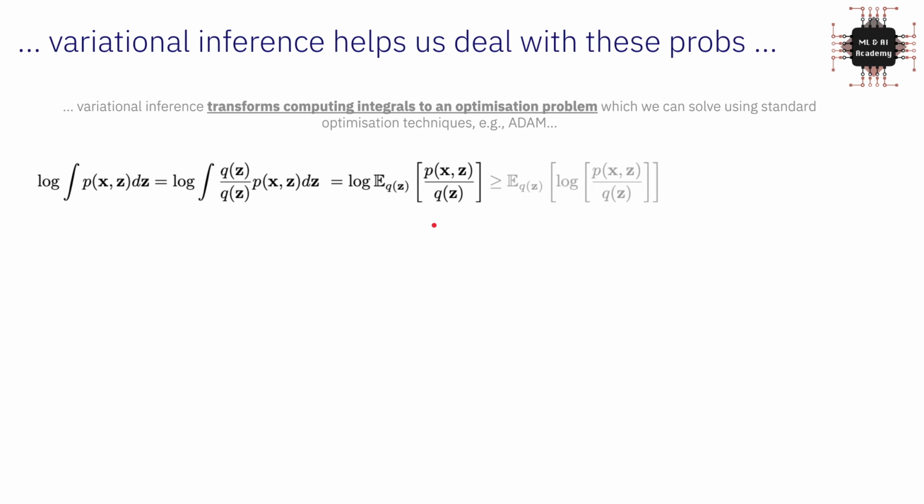Now what we're going to do is make use of Jensen's inequality, which says that log of E over q of p of x and z over q of z is greater than or equal to E over q of z of the log of p of x and z over q of z. So effectively, I was able to take the log inside and have a greater than sign by just simply applying Jensen's inequality.